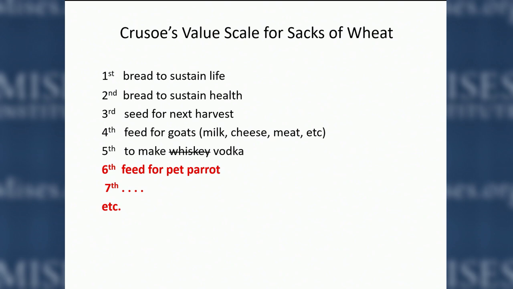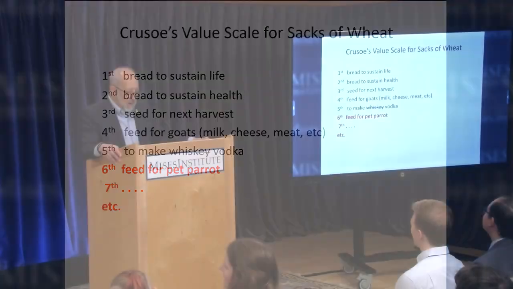Okay. The third most important use of the sack of wheat is so that he can stay alive another year. He can use it as seed for the next harvest. The fourth is to vary his diet: if he finds some wild goats on the island and he feeds them, and they yield milk and cheese and meat and so on. Menger put the fifth as whiskey. I put it as vodka, more favorable towards vodka. All right.